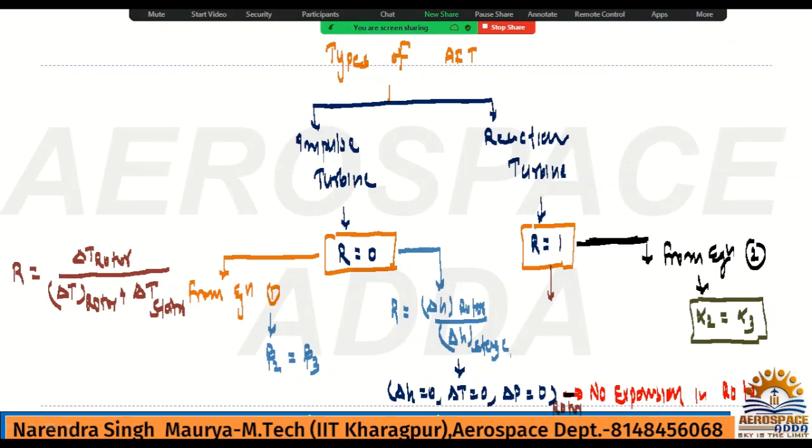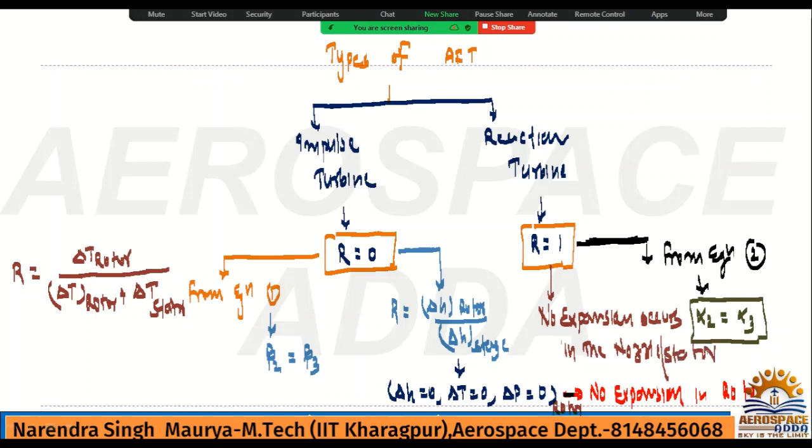All right, and now R you will get when there is no expansion occurring in nozzle or stator. All the expansion occurring in the rotor part only, called reaction turbine. This one is, I think, clear.